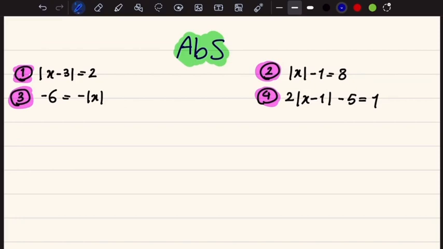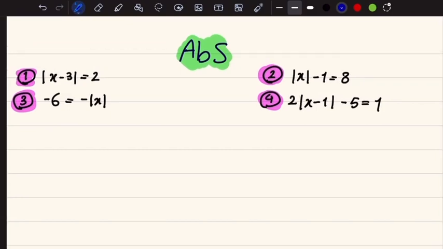Before starting, I just want to quickly review the meaning of absolute value. It is a straightforward concept in math. What it does is, for the given number, if it is positive, it returns itself, and if it is negative, it returns the positive equivalent of that negative number.